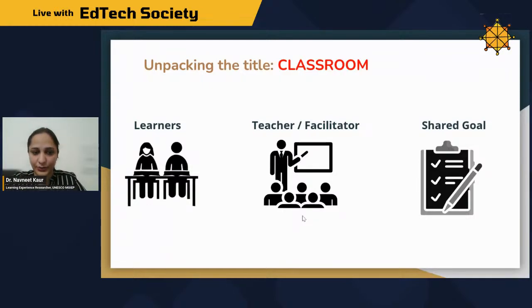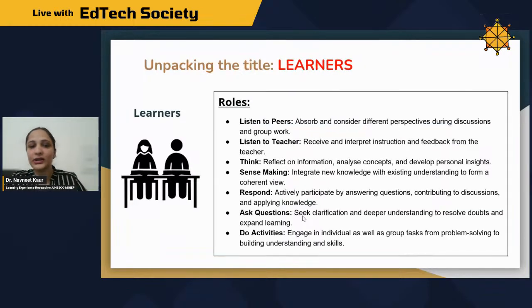around that shared goal. Since we'll be talking about learners and their uncertainties, let's talk about what the different things are that learners are actually doing in a classroom. We know that learners are listening to the teacher, of course, receiving and interpreting instruction and feedback from the teacher. Then the learner is listening to the peers. They're trying to observe what different perspectives their friends and peers are bringing into the discussions.